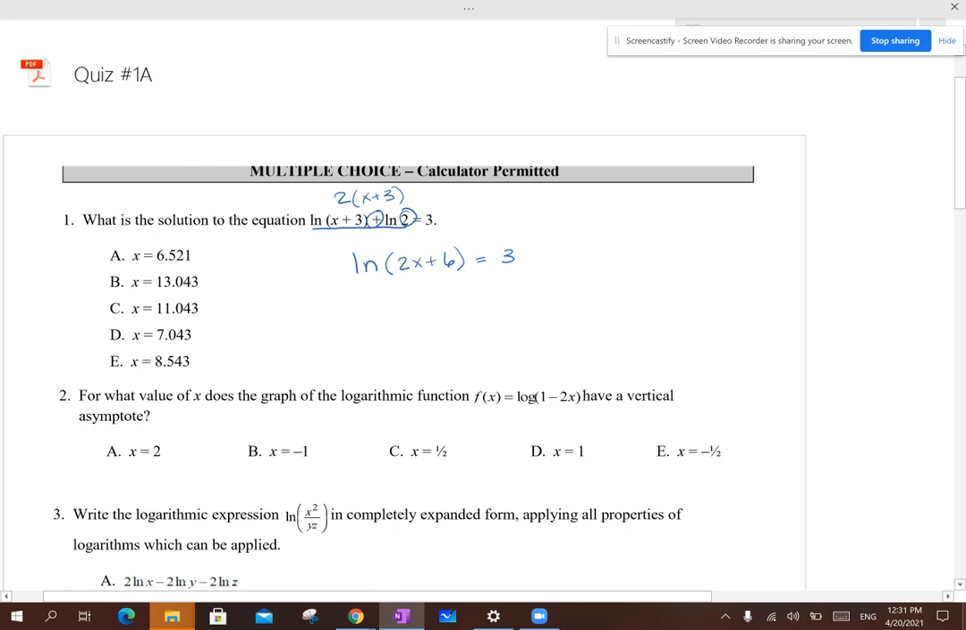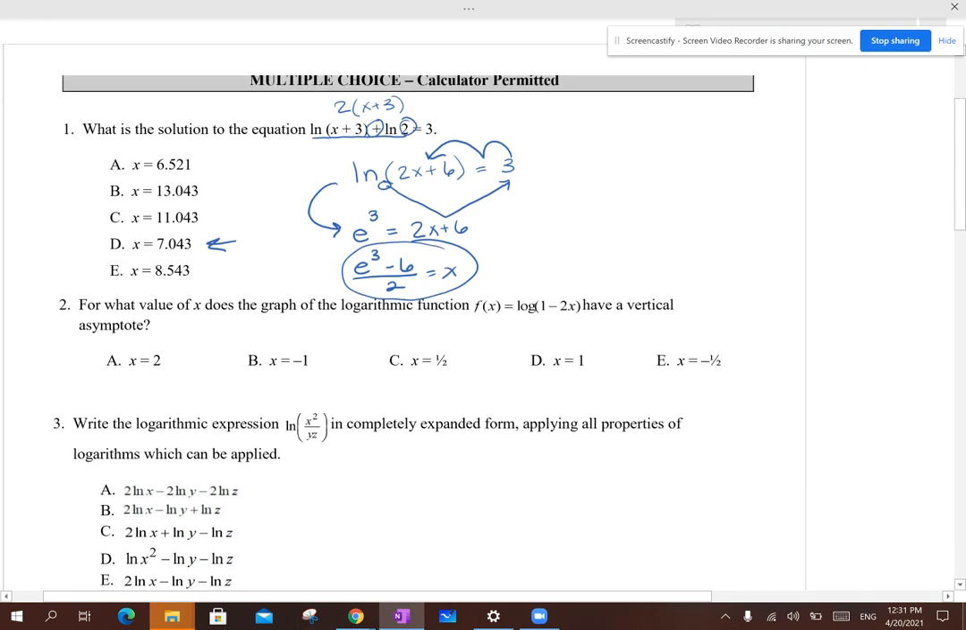Then what you need to do is to take the inverse, which is to take this and put it into exponential. So I'm going to go with the base to the power of 3 is equal to the argument. So e to the power of 3 is equal to the argument. From here, I'm solving for x, which means I am subtracting 6 and then dividing by 2. And then I could put that into the calculator, and I end up getting about 7.043.